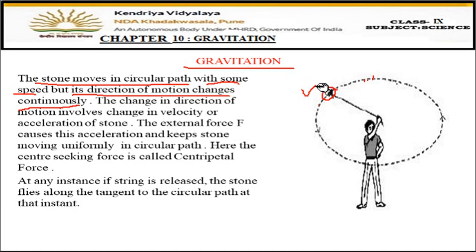Every point the direction is going to change. You are continuously moving your hand when you are drawing a circle. So whenever there is a uniform circular motion, at every point the direction of motion changes continuously. So the change in direction of the motion involves change in velocity, right? If the direction of the motion is changing, that means velocity is changing. Because what is velocity? Velocity is distance traveled in a particular direction upon time. So if the direction is changing, velocity will change, right?